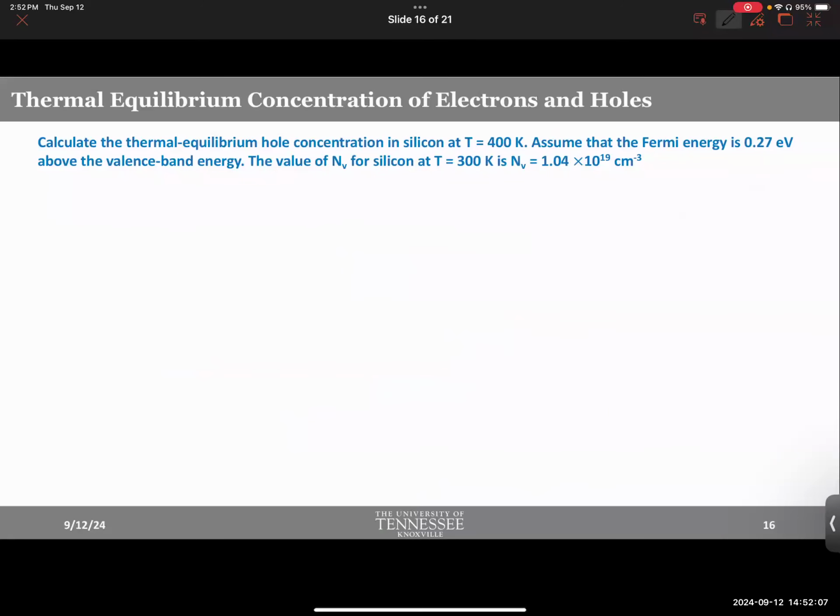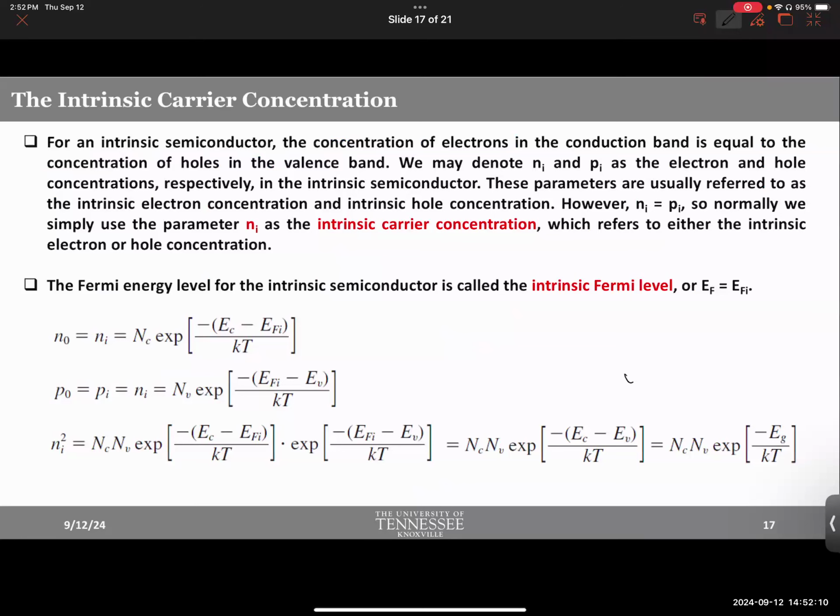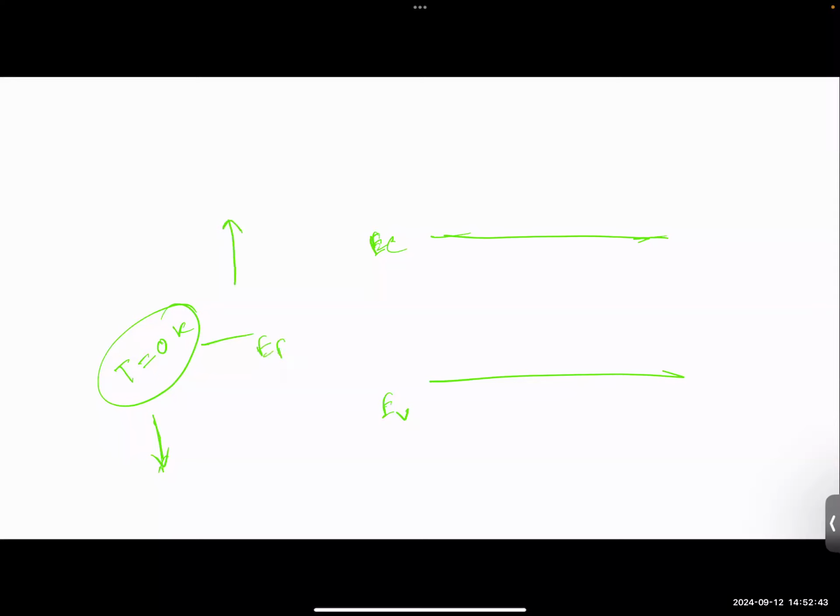All right, so this is where we were. Now, one more thing that I want to clarify and mention is the concept of the intrinsic Fermi level. So whenever a semiconductor is in an intrinsic condition, so you have, say, a conduction band and a valence band, where is the Fermi level? Remember, the definition of the Fermi level is that at absolute zero temperature, all the energy states below the Fermi level should be filled with electrons, and all the energy states above the Fermi level should be empty, at absolute zero temperature.